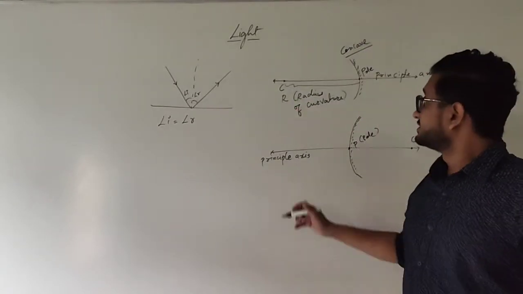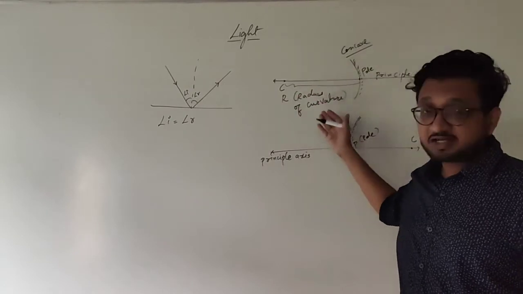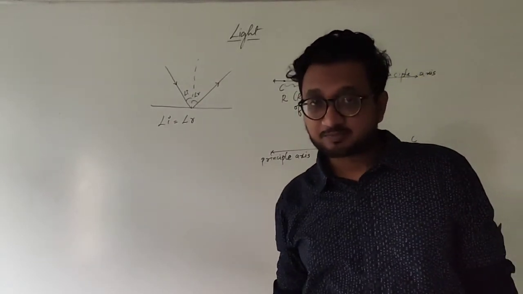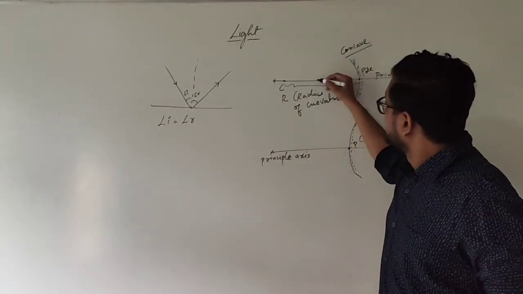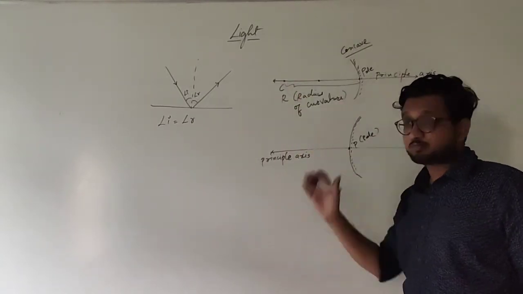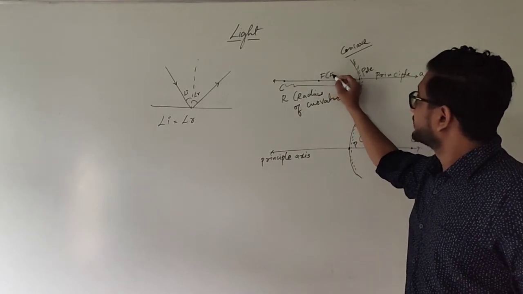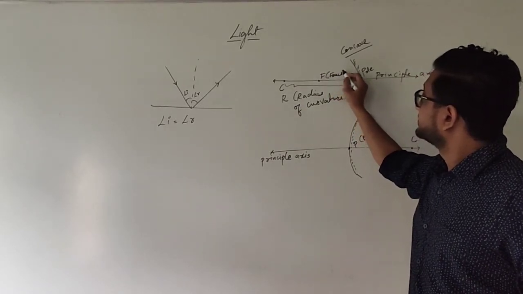Okay? So the distance between the center of curvature and the pole is called the radius of curvature. Understood? And there is a point on the principal axis between the center of curvature and the pole, which is known as the point of focus or focus point.